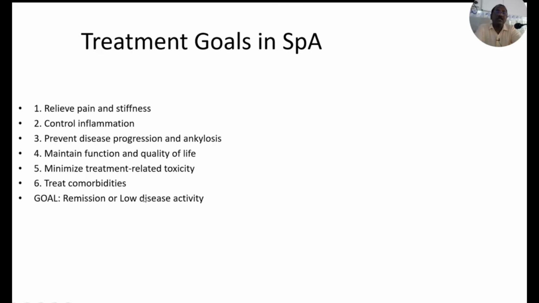Once the disease is spondyloarthritis, the treatment should obviously be lifelong, like diabetes or hypertension. So our goal is to keep them in remission as long as possible, or at low disease activity. How can you know the low disease activity? Your CRP will be at a lower level and your ESR will be at a lower level. Otherwise the ESR will be higher and CRP will be higher.